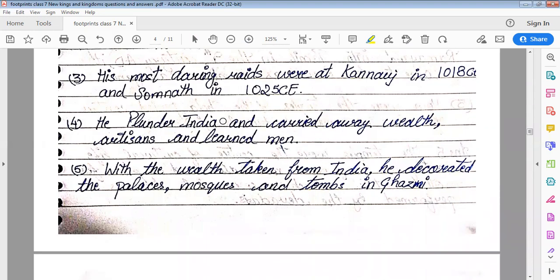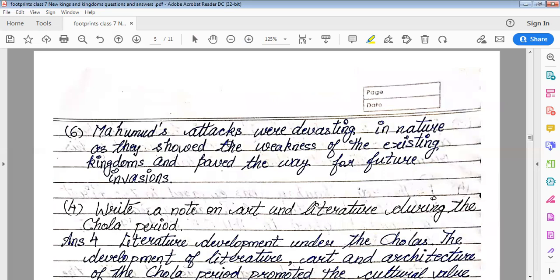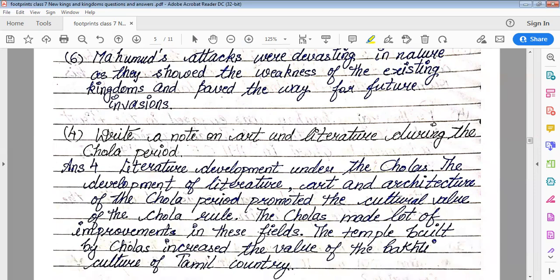He plundered India and carried away wealth, artisans, and learned men. With the wealth taken from India, he decorated the palaces, mosques, and tombs in Ghazni. His attacks were devastating in nature as they showed the weakness of the existing kingdoms and paved the way for future invasions.